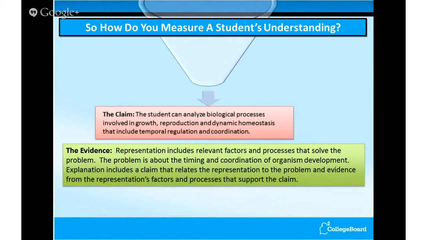Explanations include a claim that relates the representation to the problem and the evidence from the representation's factors and processes that support the claim. Okay? So this is what we would accept as evidence. This one's a little difficult. I kind of use this one first, actually, because it's a little difficult. But let's look now at the task, which would be the item that would relate to this.